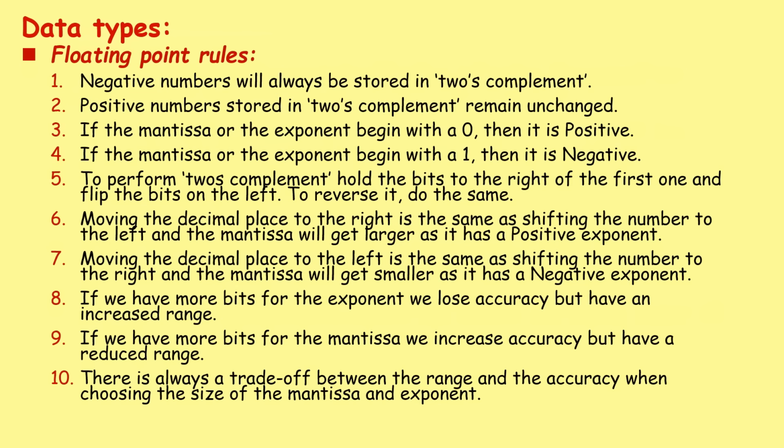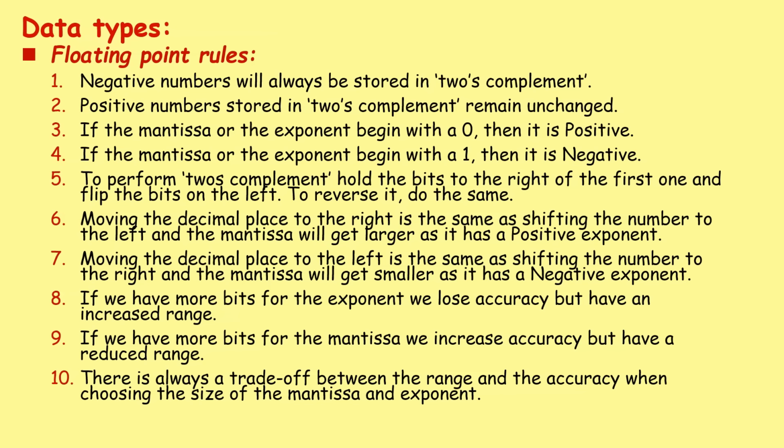Some floating point rules, briefly. Negative numbers will always be stored in 2's complement. Positive numbers stored in 2's complement remain unchanged. If the mantissa or the exponent begins with a 0, then it is positive. If the mantissa or exponent begins with a 1, then it is negative. To perform 2's complement, hold the bits to the right of the first one, flip the bits on the left. To reverse it, do the same.